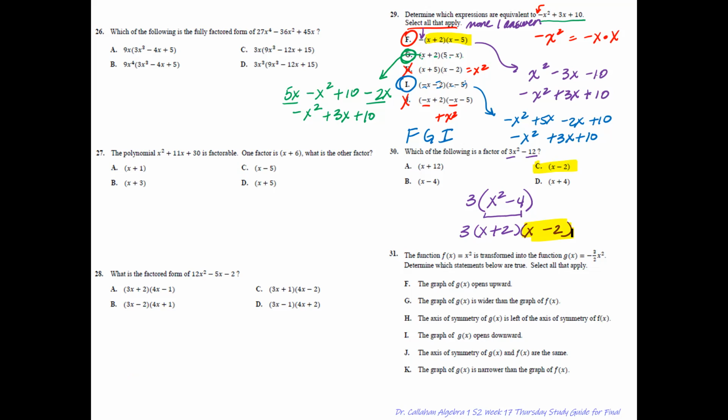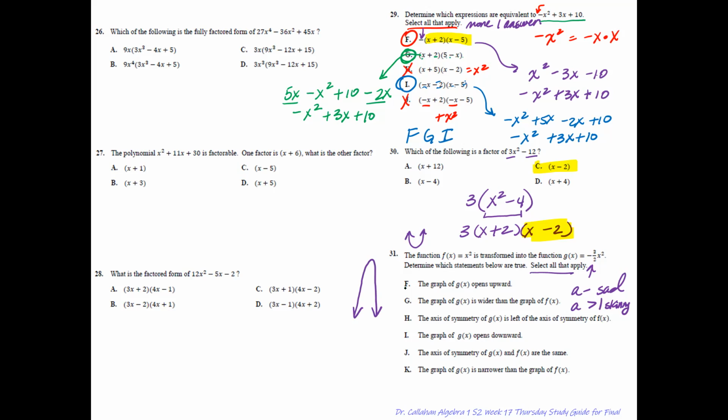Okay, for number 31, we're done with factoring. We're moving on to transformation. X squared, remember, is just a parabola. If you have a question like this, your a is negative, so it's going to be a sad face. And a is also greater than 1, so it's going to be a skinnier parabola going downward. Select all that apply means that there's more than one answer.